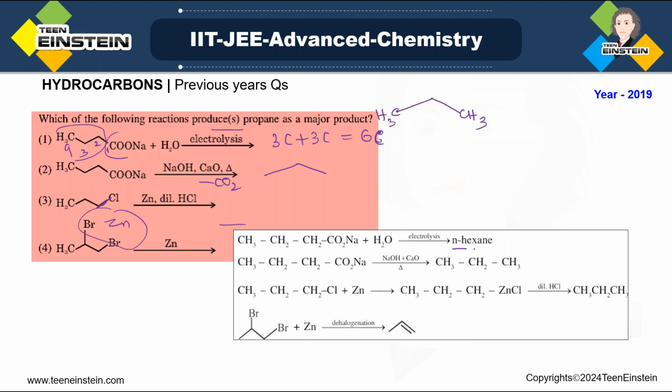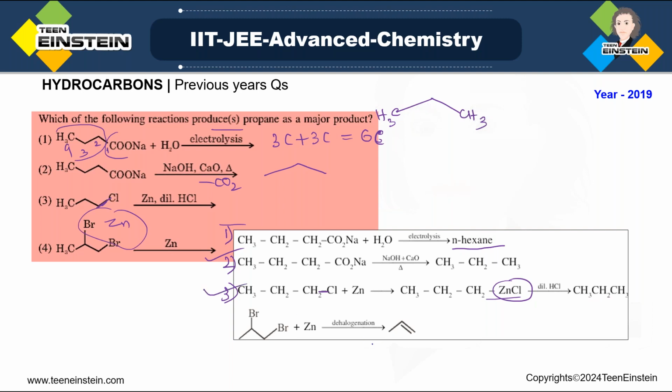The first one basically you will get n-hexane. The second one you will get propane. So this is okay, we will choose it. Third reaction is, first between this C-Cl there is Zn insertion. Then dilute HCl, this part will be replaced by H. So this is also correct.